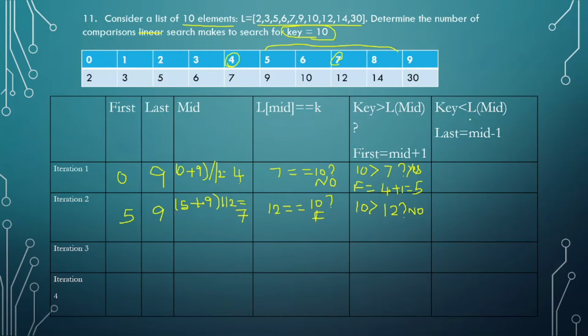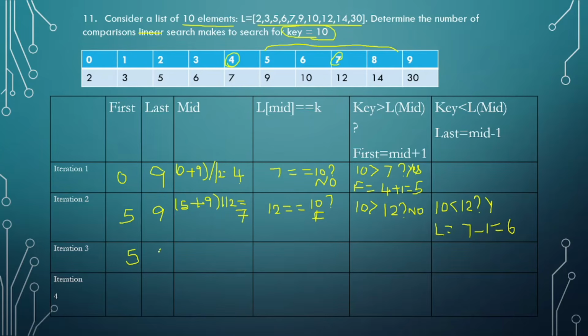If the answer is no, it will go to the next step. Then key is less than L of mid. What is key? Key is 10. 10 is less than 12. The condition is yes. If it is yes, what do you have to change? The last element you are going to change to mid minus 1. What is the mid? 7. So 7 minus 1 is 6. Understood everybody?